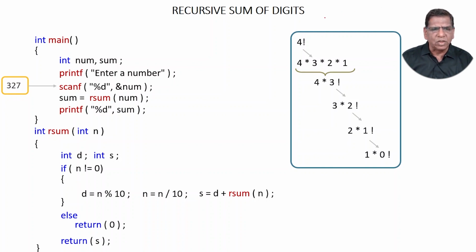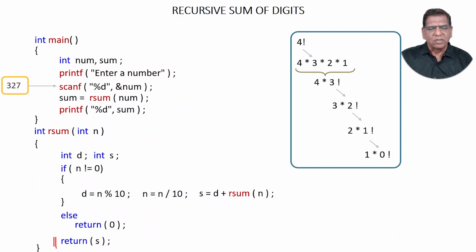This return 0 is perfectly understandable. If you pass 0 to this scanf, then to rsum 0 will be passed, n will contain 0, and 0 not equal to 0 would fail. You should return a 0 because the sum of digits of 0 is nothing but 0. What is difficult to understand is the purpose of this return s. What purpose is it serving? You try removing it and try to execute the program, you will find that you get wrong results.